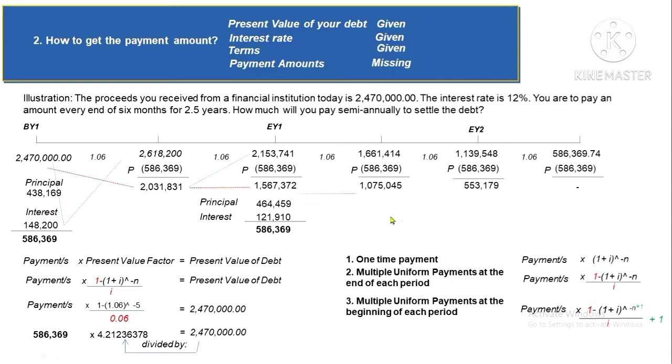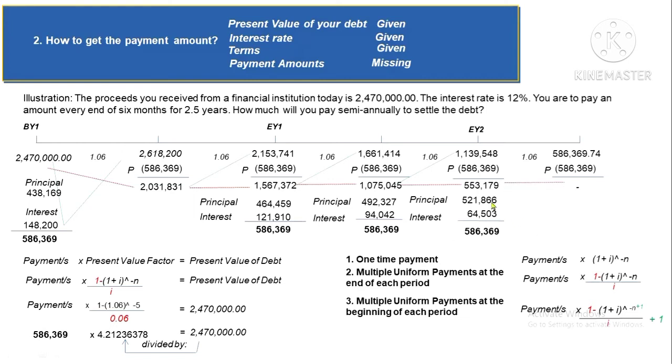On the third, the difference of this one is the principal payment, and the difference of this and this is the interest, for a total again of 586,369. The same with here, you're going to deduct 1,075,045 minus 553,179. That is the principal payment, the difference of 521,866, and the interest is just 113,948 minus 1,075,045. We have 64,503. Still, it is a total of 586,369 payments.